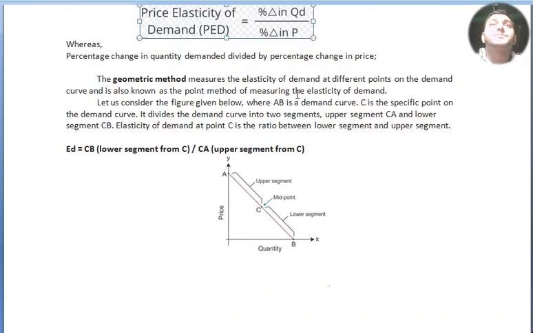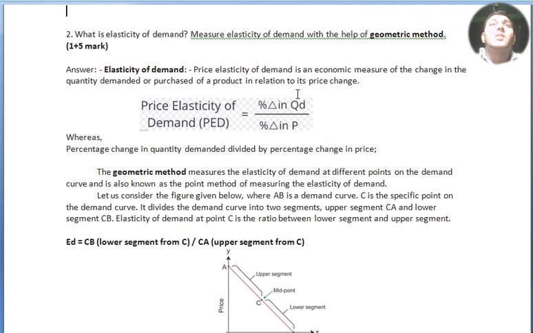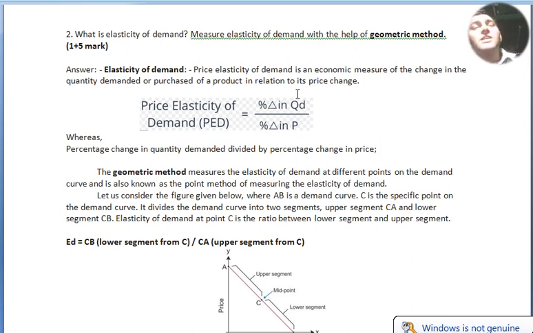Question number 2. What is elasticity of demand? Measure elasticity of demand with the help of geometric method. 6 marks. Elasticity of demand for 1 mark. Price elasticity of demand is an economic measure of the change in the quantity demanded or purchased of a product in relation to its price change. So the formula of price elasticity of demand equals percentage or proportionate change in quantity demanded divided by percentage or proportionate change in price.